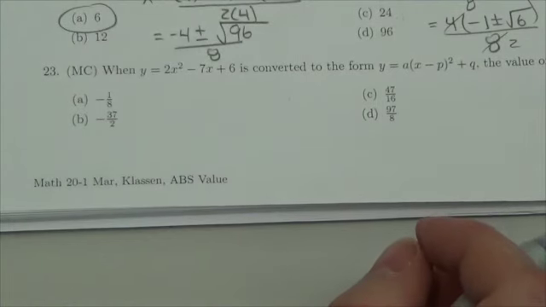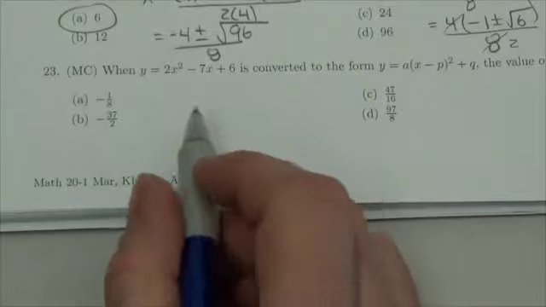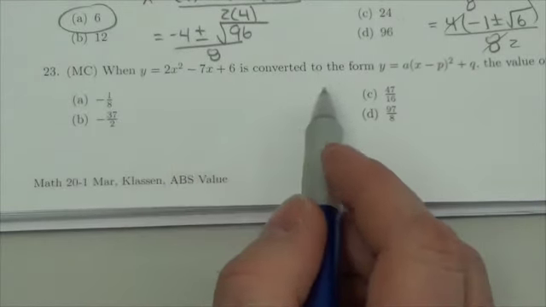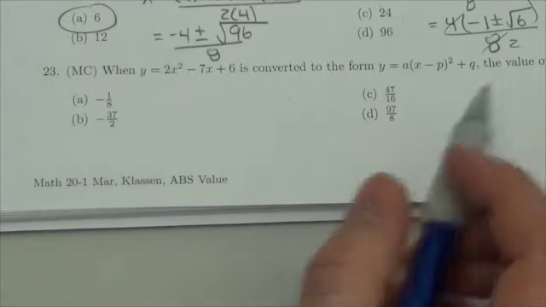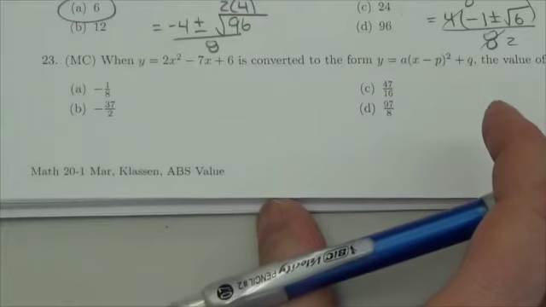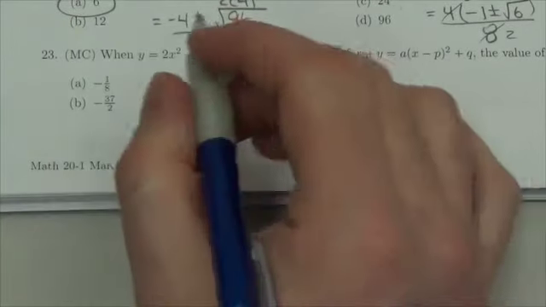All right, everybody, we're working through the quadratic functions and equations review, and right now we're on question 23. It's a multiple choice question. When y equals 2x squared minus 7x plus 6 is converted to vertex form, the value of q is blank. Okay, so what we have to do here is basically start the completing the square process.